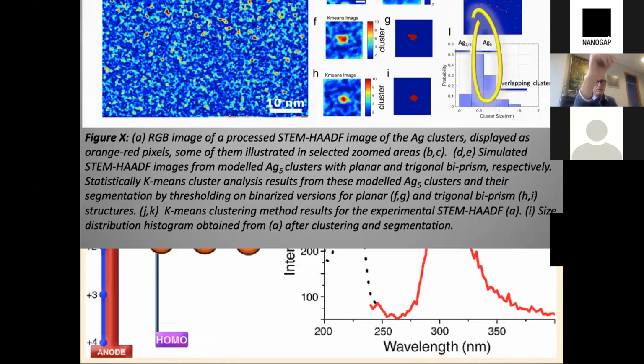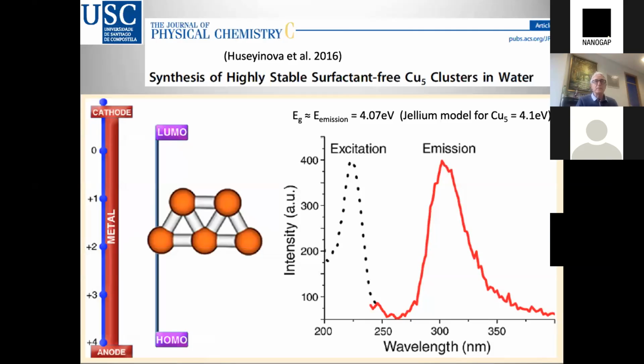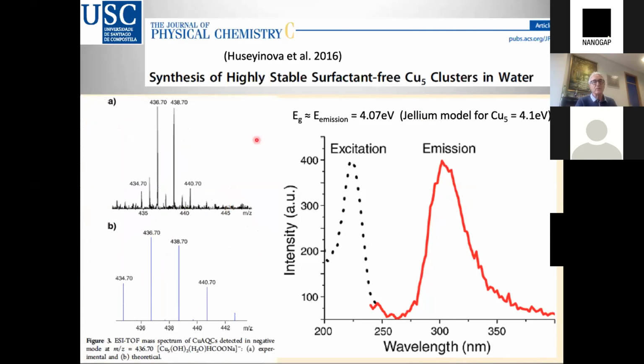There are other ways to characterize the monodispersity of the samples, for example the emission. The emission depends on the gap, and the gap changes with the size. So if you have only one emission peak like here, you see that it's a very monodisperse cluster solution, and this was published before. You can characterize the cluster, for example, by mass spectroscopy, and you can see that this emission corresponds to clusters of 5 atoms.